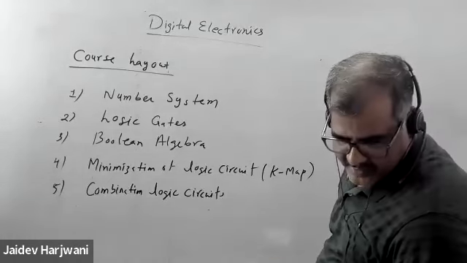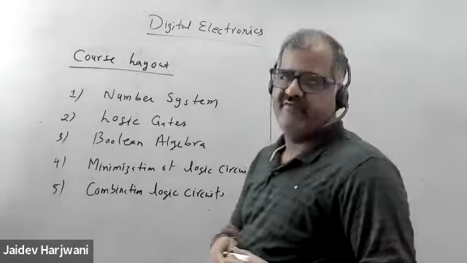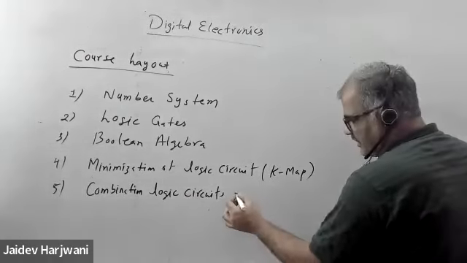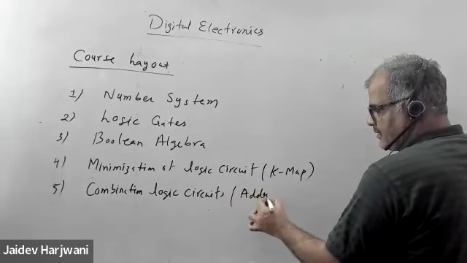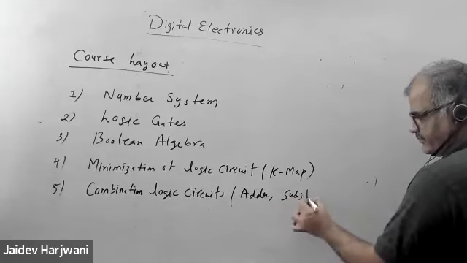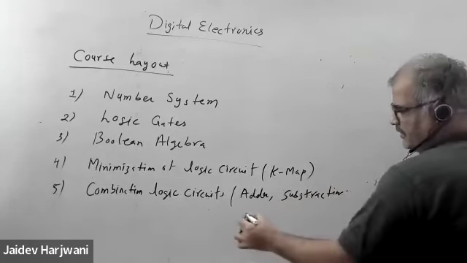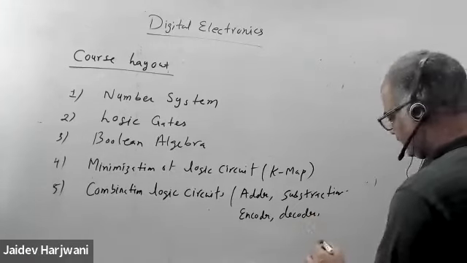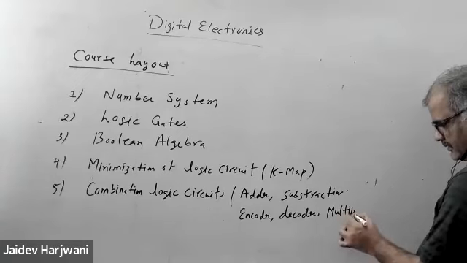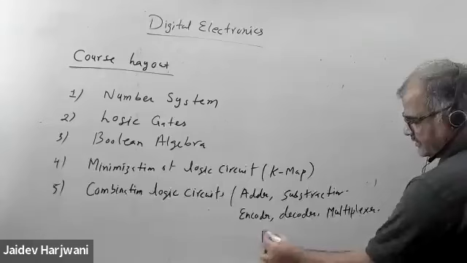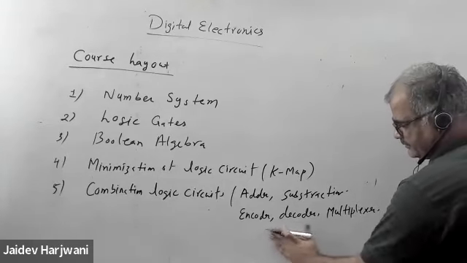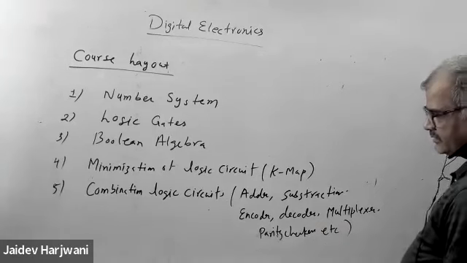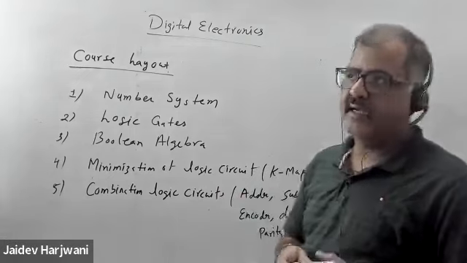Logic circuits kya hai? By combining different logics, we can perform many functions, we can make many things. The examples of combinatorial circuits are half adder, full adder, adder circuits, subtraction, encoder, decoder, multiplexer, parity checker, etc. These are circuits which do not contain any memory element.